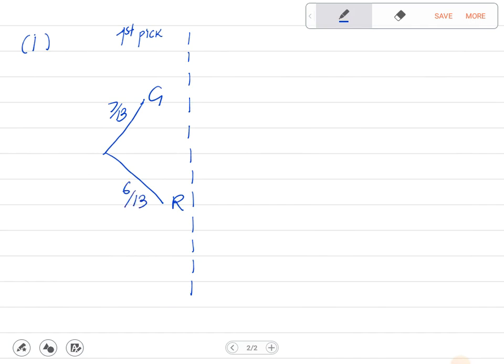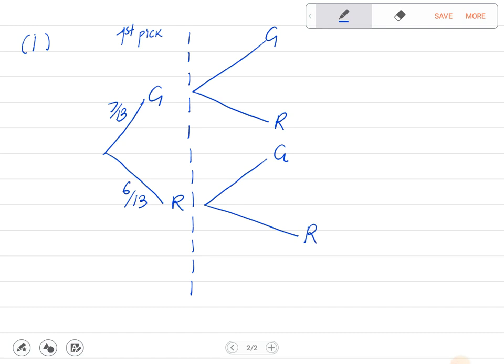Now, in the second pick, each branch is going to have those 2 branches again. Okay, it's quite simple. So even here, I'm going to put green, and here I'm going to put red, going to put green, and here put red.